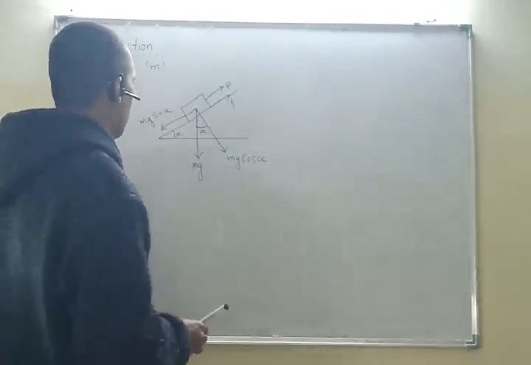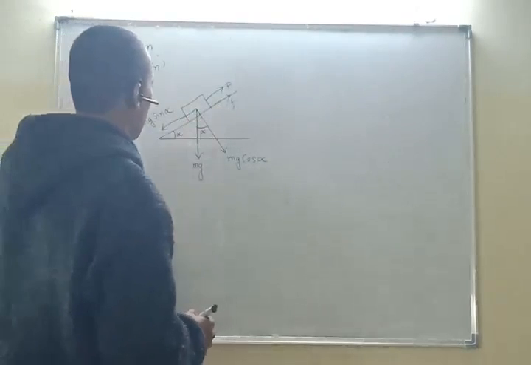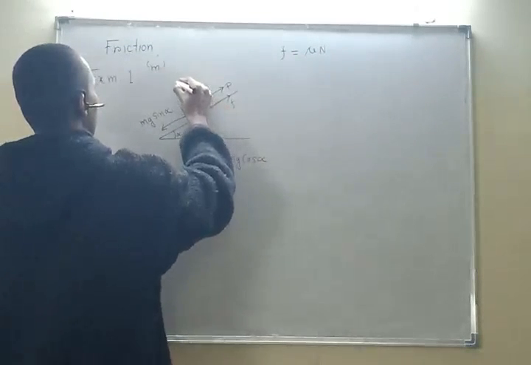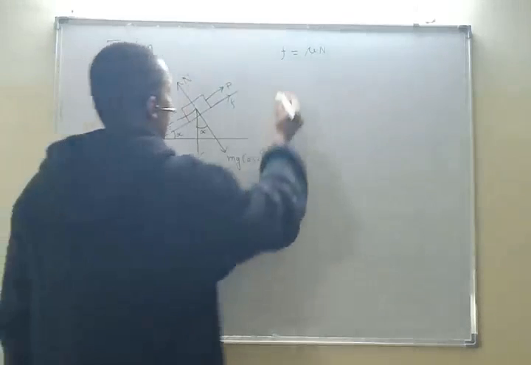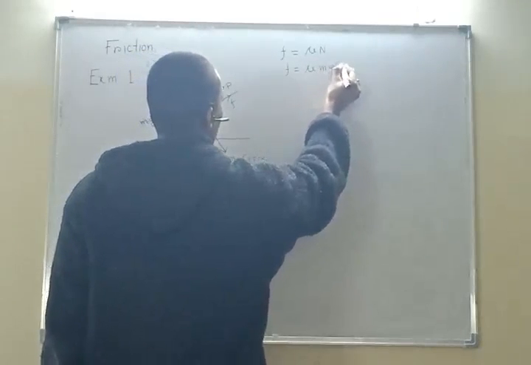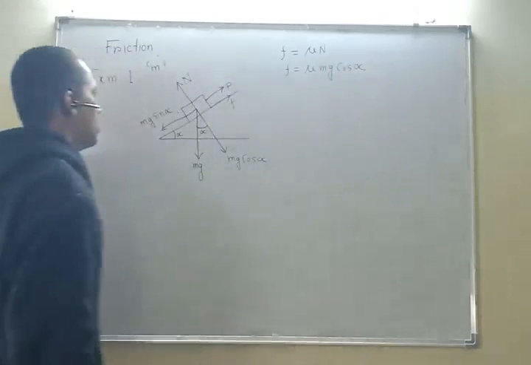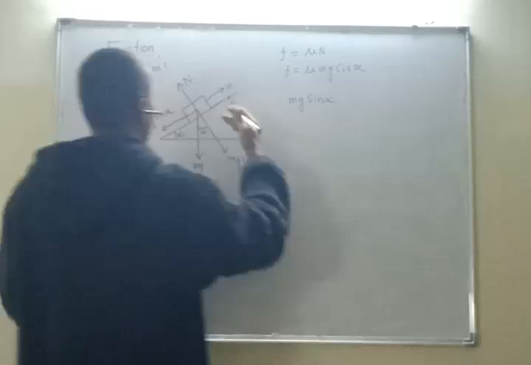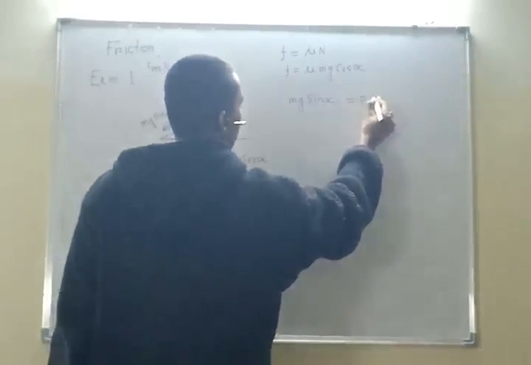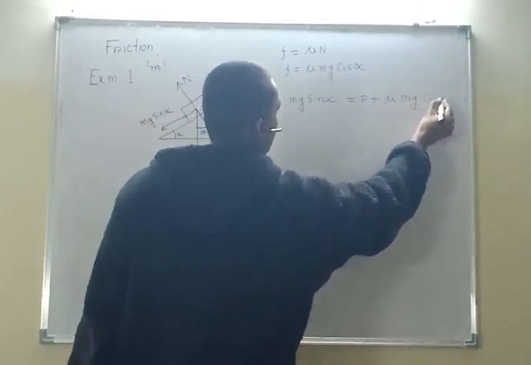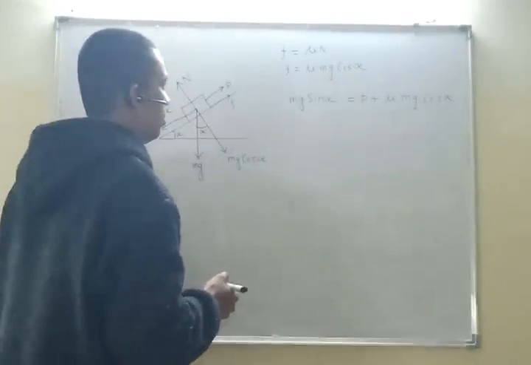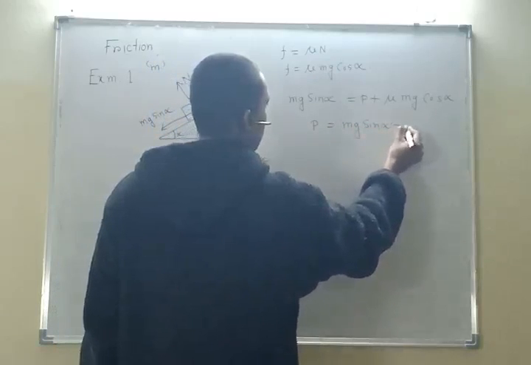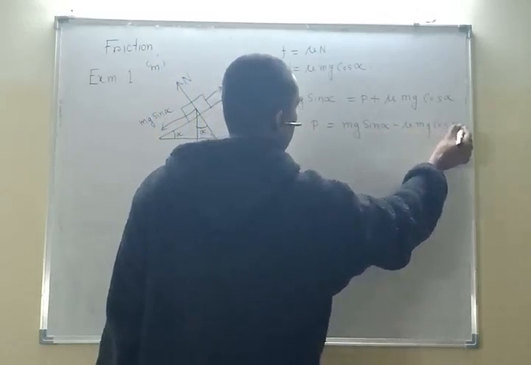So now what we can say is mg sin alpha, and this is F. What is the value of F? F is equal to mu times N. What is N? N is this normal direction. So F is equal to mu times mg cos alpha. This is the value. Okay. So in this direction, mg sin alpha is acting. In the other direction, two forces, P plus mu times mg cos alpha, are acting. So what is the value? P is equal to mg sin alpha minus mu mg cos alpha. This is the value.